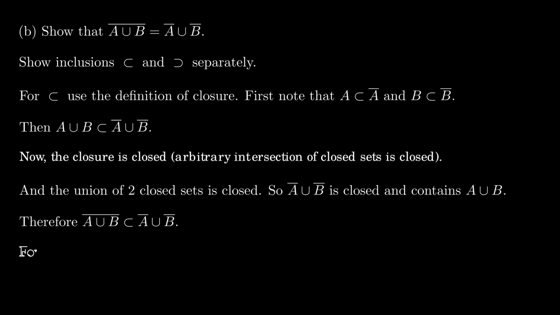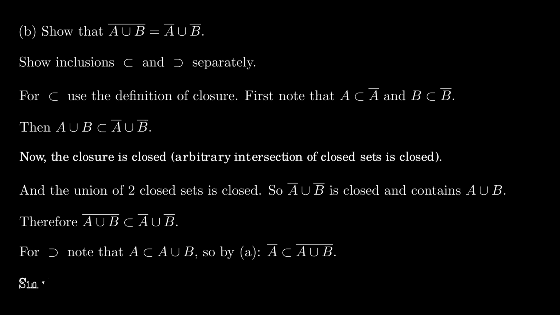For the reverse inclusion, note that A is a subset of A union B. Therefore, the closure of A is a subset of the closure of A union B. Similarly, the closure of B is a subset of the closure of A union B, and therefore the union of the closures is a subset of the closure of the union.